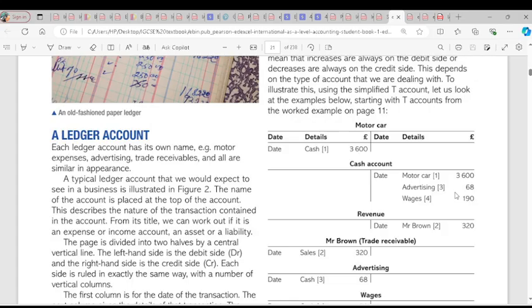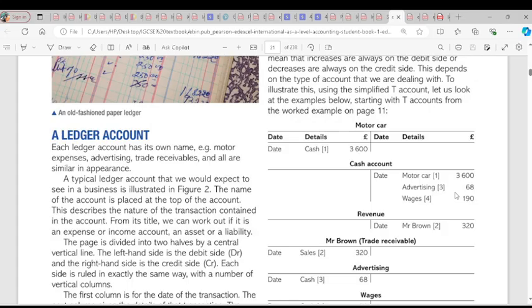The asset of motor car will increase. Do you get the first point there? The point is, as soon as the business pays, there's going to be double entry. The first entry will be for the motor car account, which is a debit entry. So you debit motor car account for the amount, which is 3,600, and you credit cash account for the amount 3,600.